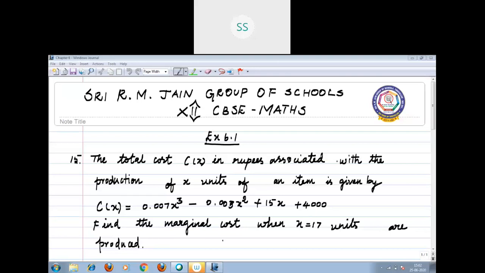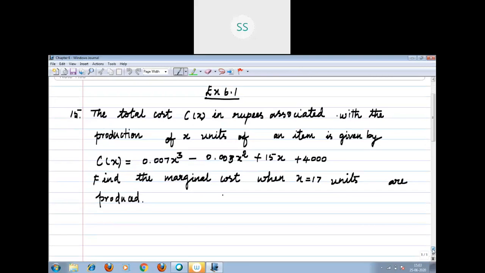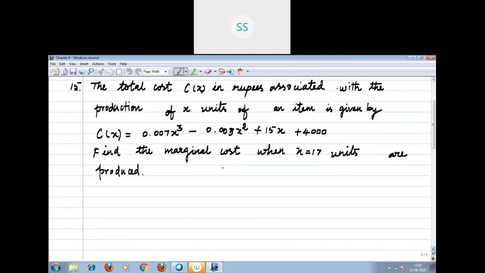Now I am going to discuss question number 15. That is C of x equal to 0.007 x cube minus 0.003 x square plus 15x plus 4000. Find the marginal cost. Here also you are going to do the differentiation with respect to x. Simple derivative you are going to do it here. Marginal cost, how it increases when x is equal to 17 units.